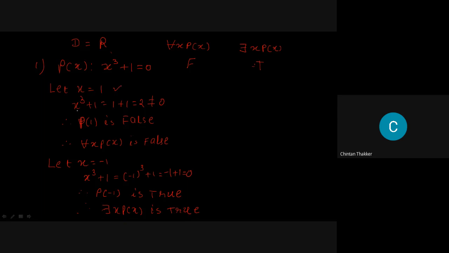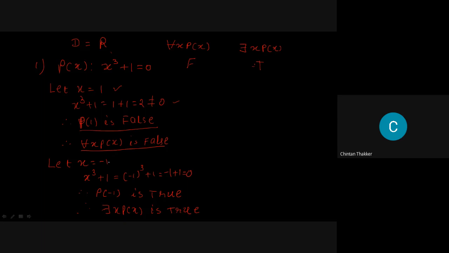So for x equal to 1, x cube plus 1 is 2, it is not equal to 0. So that means p of 1 is false. So we got one value of x for which p(x) is false. This x is called a counterexample for for all x p(x). If you get a counterexample, then for all x p(x) is false. So I am writing here f. False we denote by f.